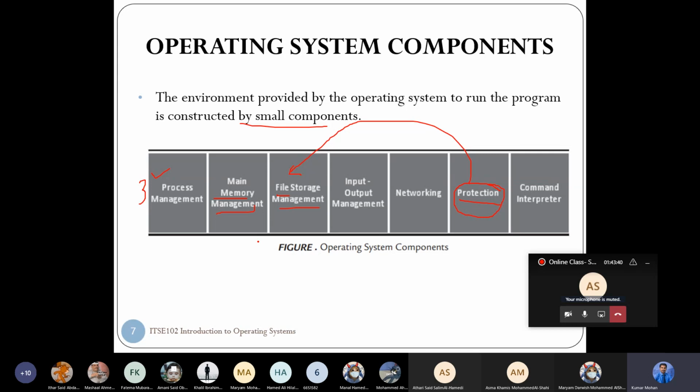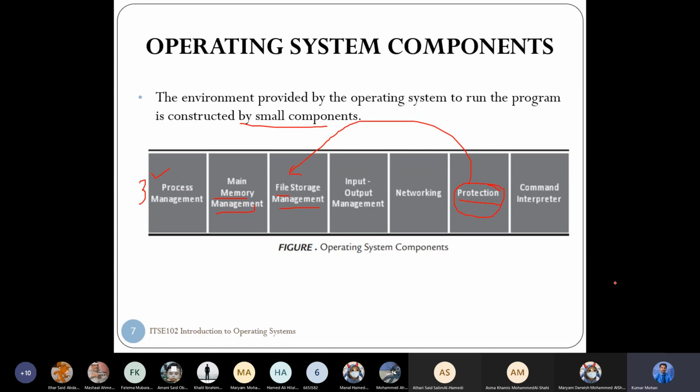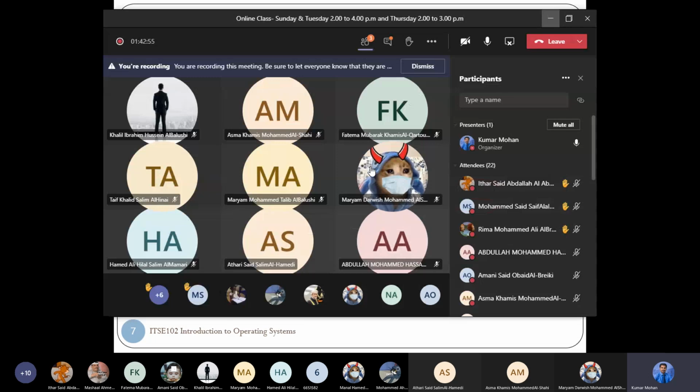If you want to run your program well, you need all these system components. See, if you have this process, you need memory. If you want to store it, you need file storage. You need input and output. You need networking. You need to protect. You need to give a command. So all are related for any application you want to run. If you want to open any application and run it, you need this. Understand? So everything is interrelated between one component and another. Without that, it is not possible.